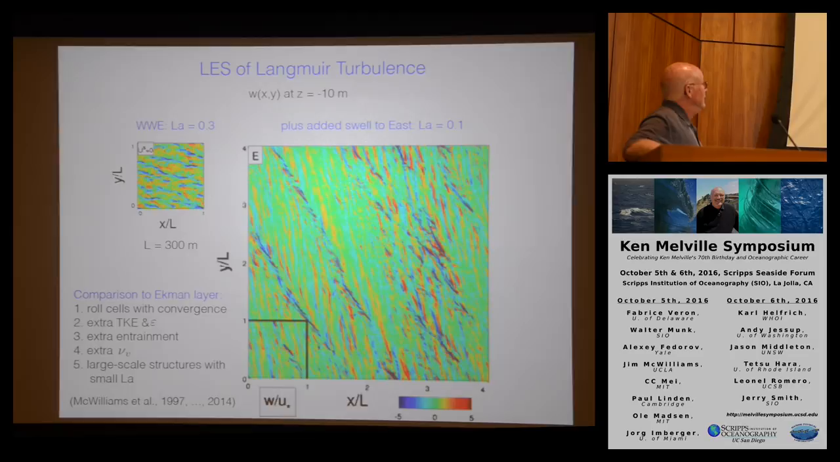Now, there are a lot of differences between Langmuir turbulence and, call it Ekman layer turbulence, shear turbulence. They're sort of briefly enumerated here, but essentially, it's a much more energetic and flux-efficient entraining type of turbulence than is shear turbulence. Arguably competitive in its turbulent efficiencies with convective turbulence.